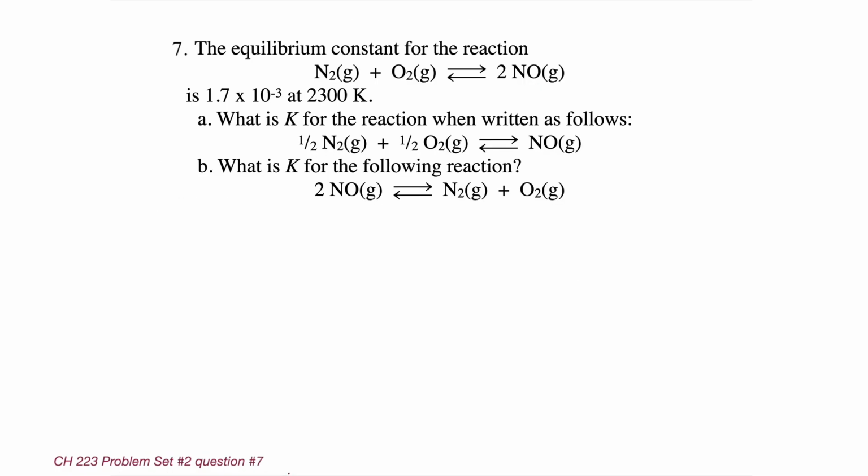You can manipulate equilibrium constant numbers if you change the stoichiometry. So for this N2 plus O2 making 2NO, we have a K value of 1.7 times 10 to the minus 3. The first question is, what happens if you basically multiply the whole reaction by 1/2? So you have half of an N2 and half of an O2 making just 1 NO. And there are reasons why this is good.